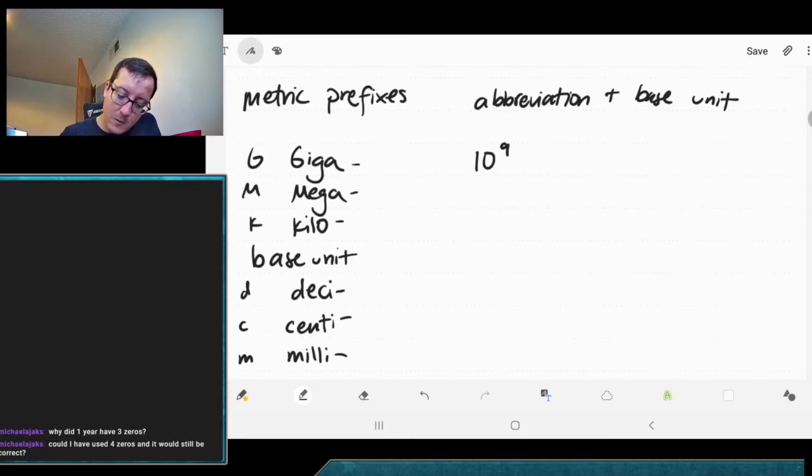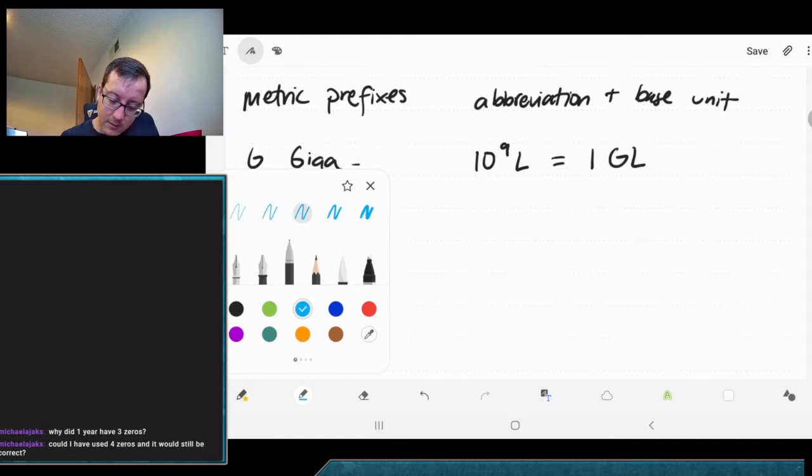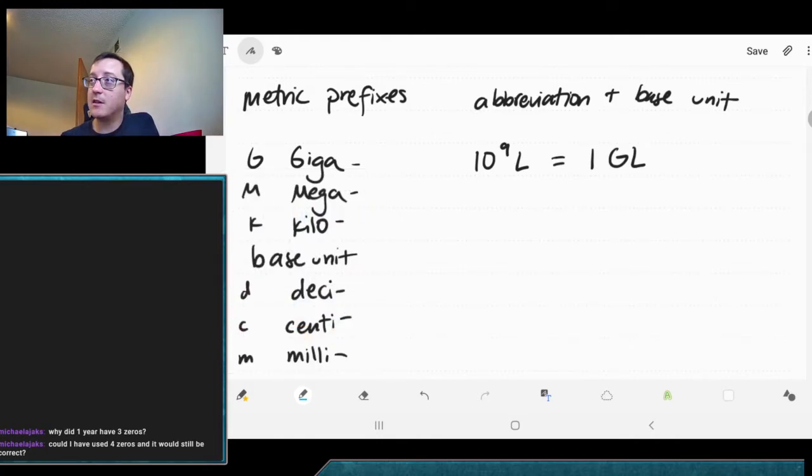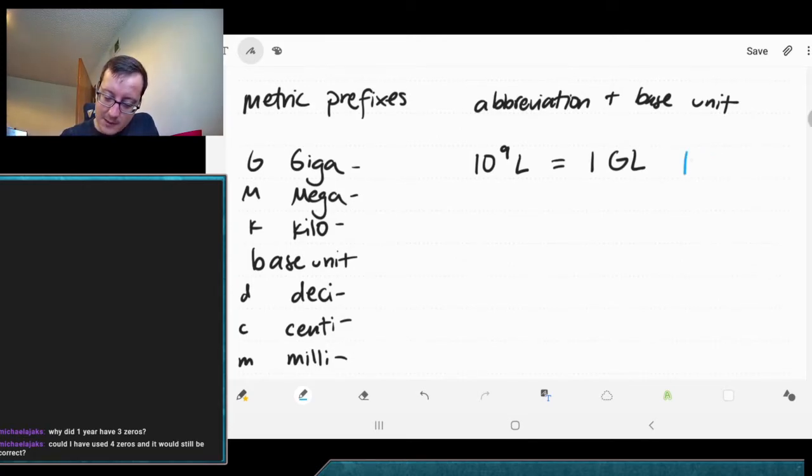We're going to see that 10 to the 9th, let's say liters, some base unit, is equal to 1 gigaliter. So 10 to the ninth of something, whatever that unit happens to be, is the same thing as 1 giga of that unit. You could say in the same sense, 10 to the ninth meters is 1 gigameter. It's a way of talking about these things.